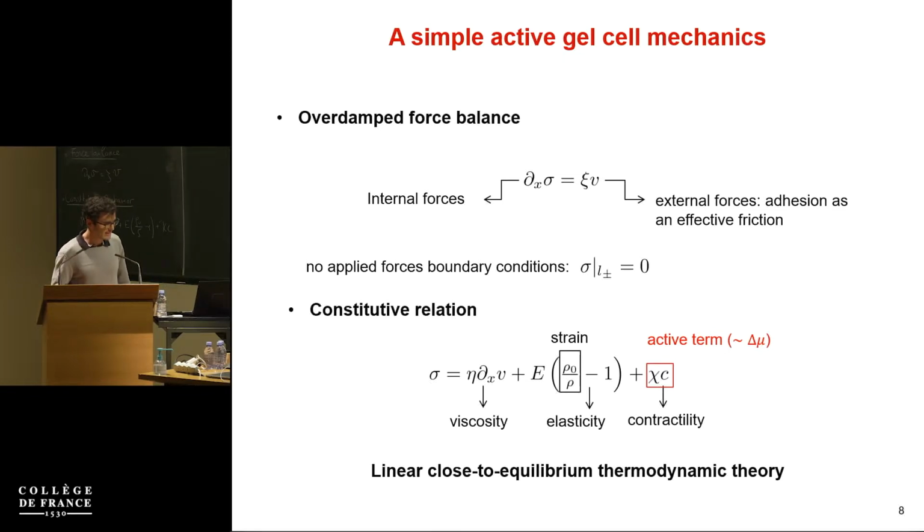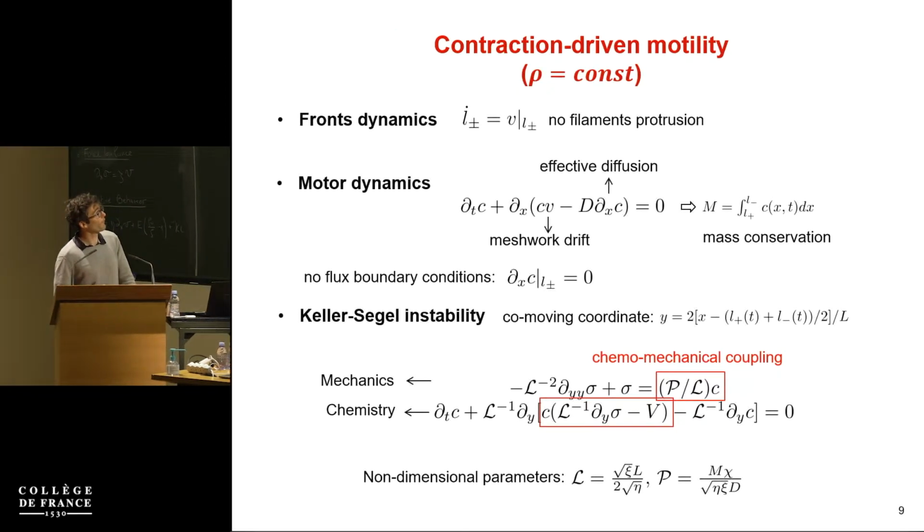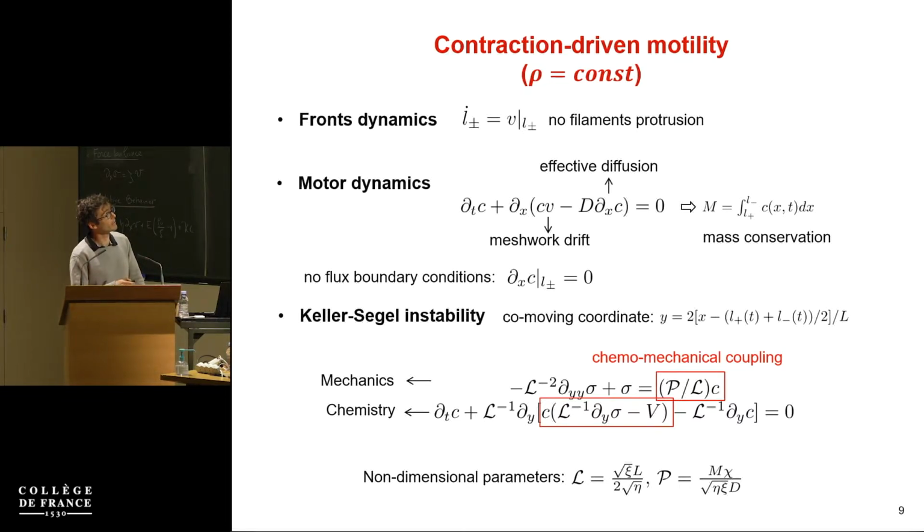So now I will investigate the first type of instability, which Raphael already mentioned in his talk, and try to explain it. First, I consider in this system that the density is constant. I'm not considering any variation of the density of the filament. So it's a simplification, and that will lead to this contraction-driven motility. In this case, as there is no protrusion, there is no polymerization and depolymerization considered actively, the fronts are moving just according to the velocity of the filament. There are no fluxes at the boundary.